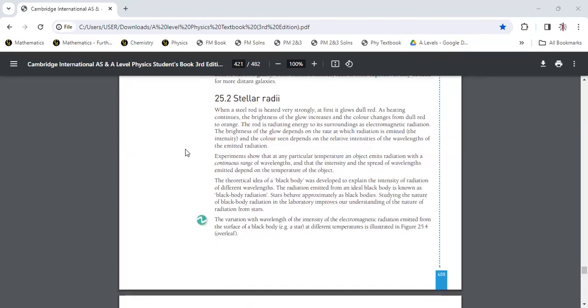So let's take a look at stuff like stellar radii. Suppose you have a steel ball. It's roughly grayish, silver in color, let's say. And if you hit it really strongly, it goes from red and it keeps on increasing to bright red. So it's actually radiating energy here. And this brightness depends on the rate at which the radiation is emitted, which is the intensity. And it also depends on the intensity at each wavelength of the emitted radiation.